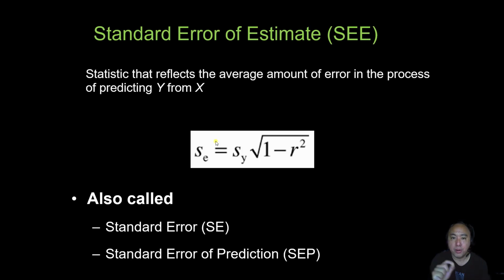But there is a mathematical formula that can be used to estimate or calculate the standard error of estimation, which is dependent on the standard deviation in y. Remember, y is the variable that we're trying to predict, multiplied by the square root of 1 minus the coefficient of determination.